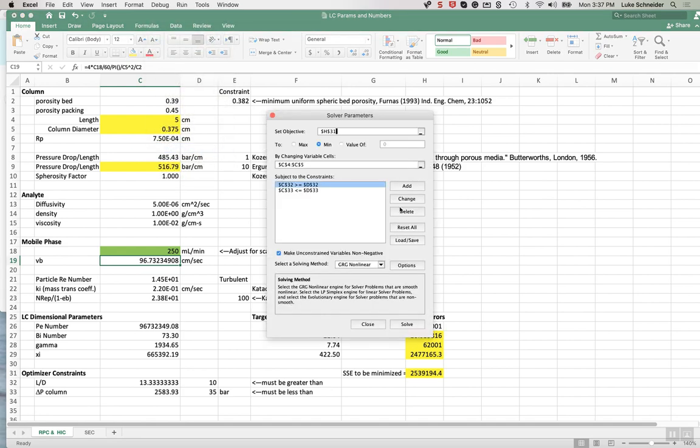So if I go to Solver, I can say set this sum of squared errors here, which is these 3 liquid chromatography dimensionless numbers, within the constraints of L over D being greater than 10 and pressure drop being less than 35 bar. Those are my 2 constraints, and I'm going to vary the length and diameter of the capillary to get there. Now I'm using the same packing here.